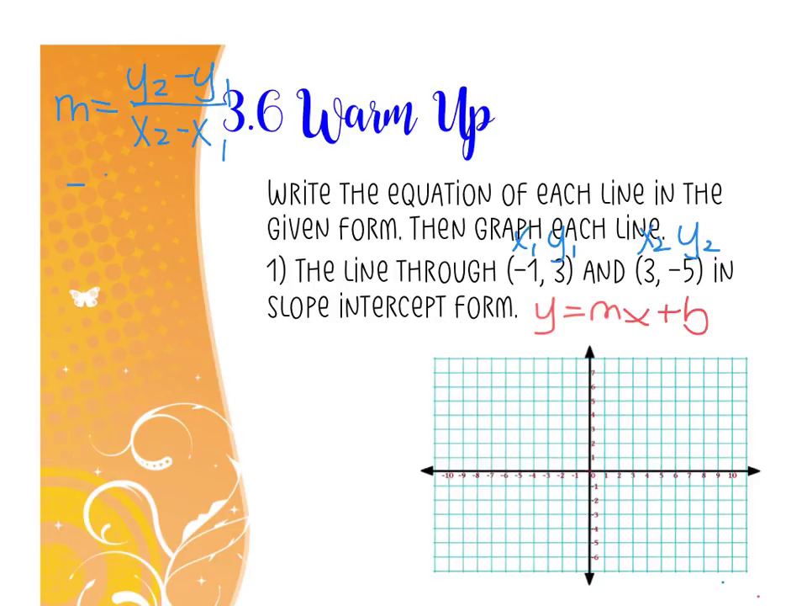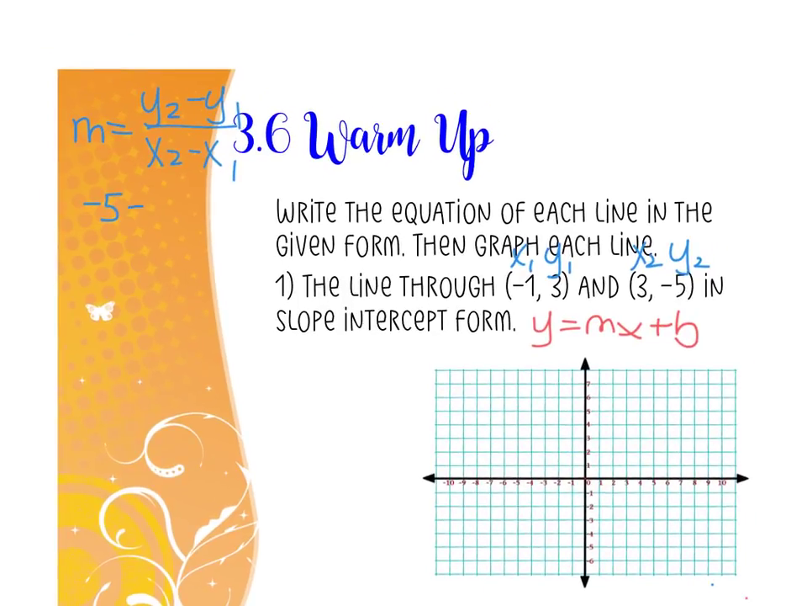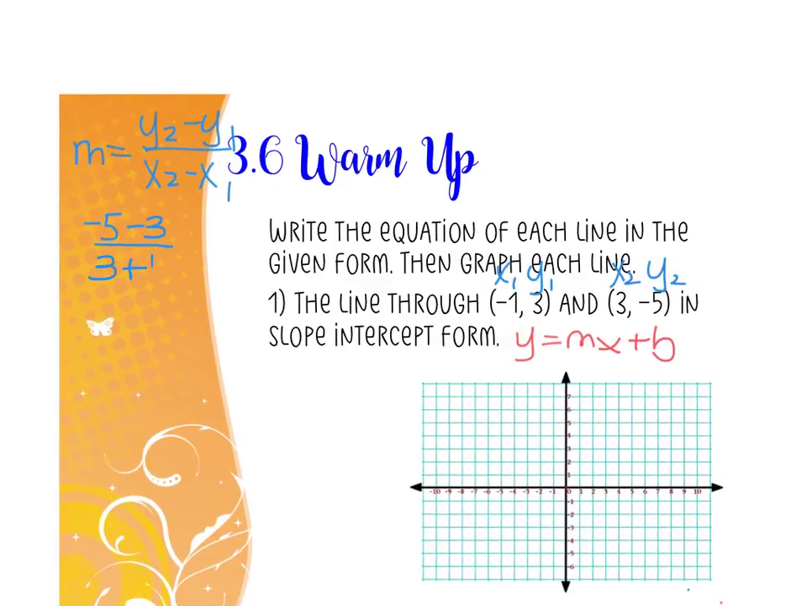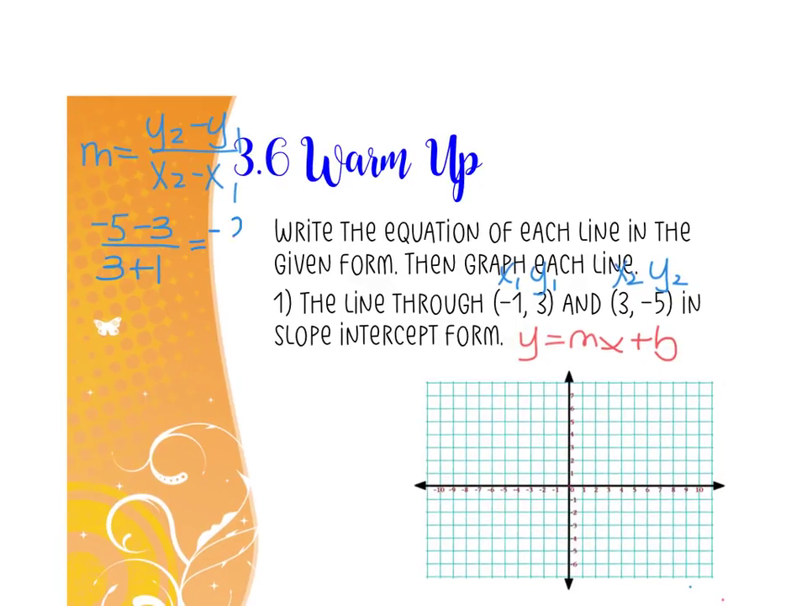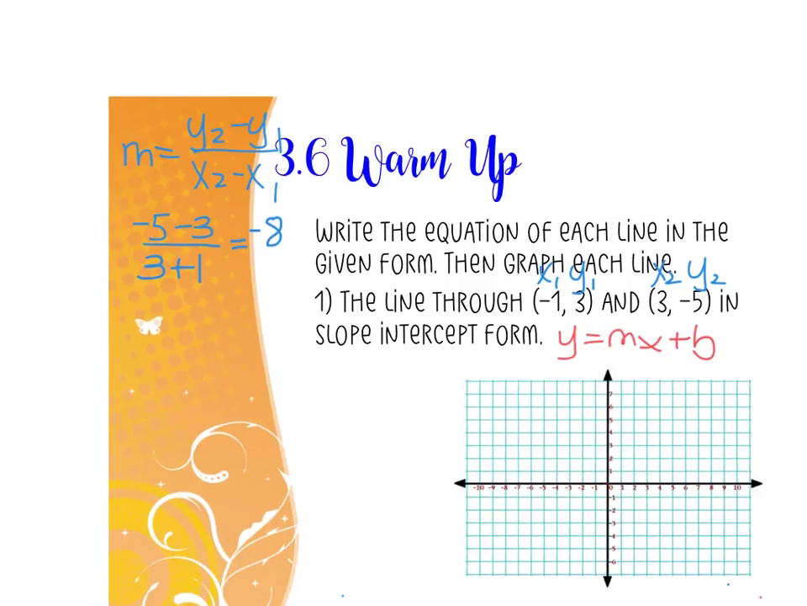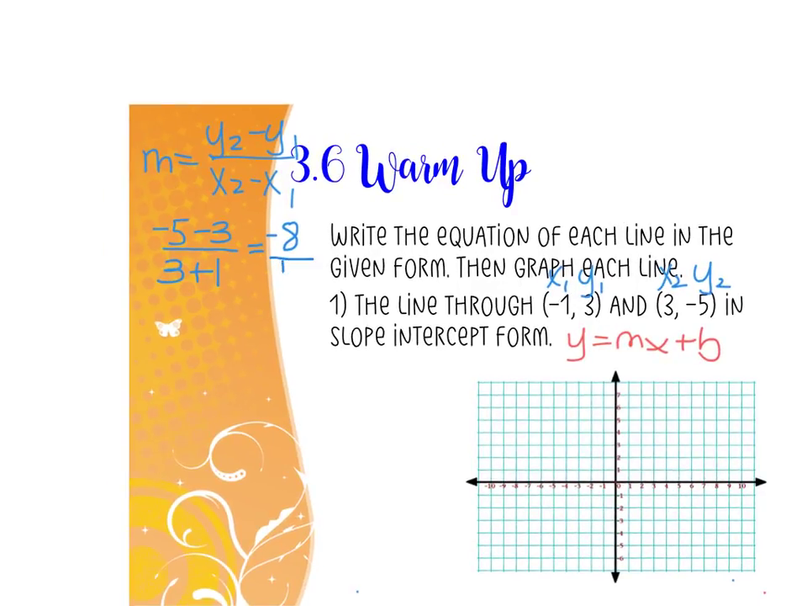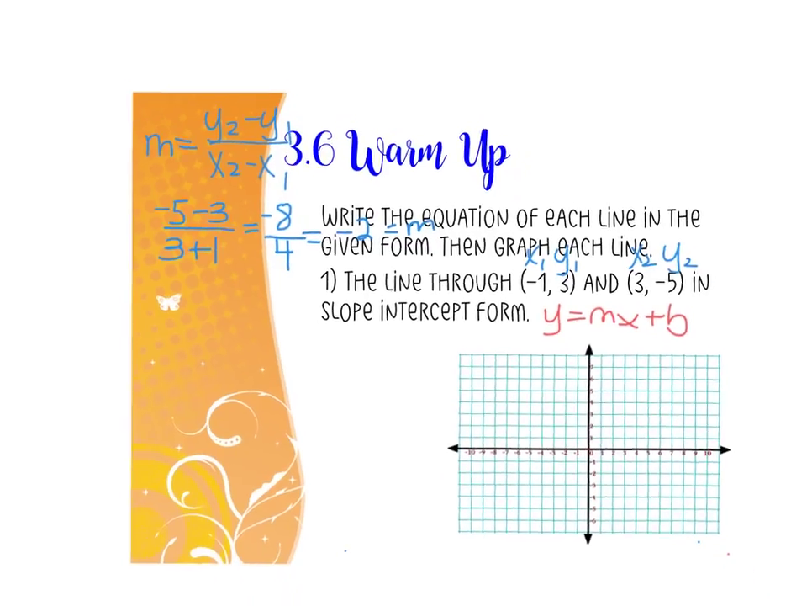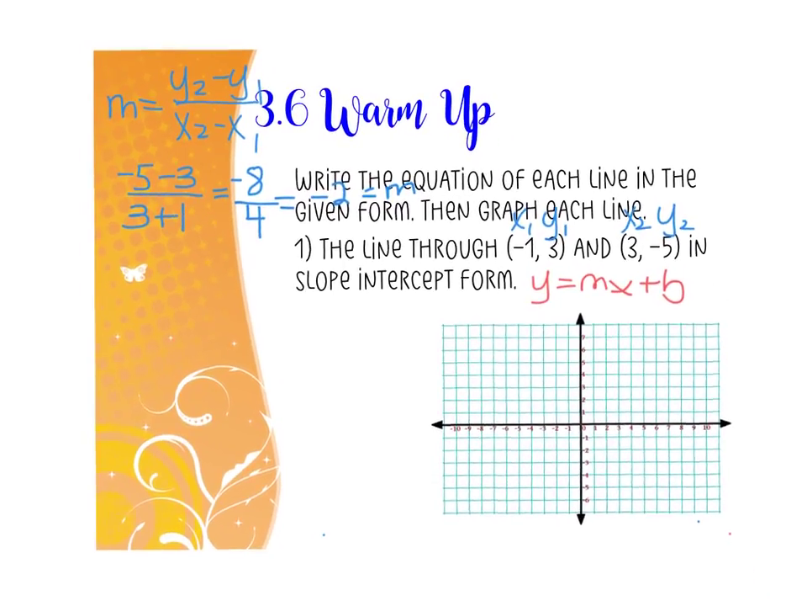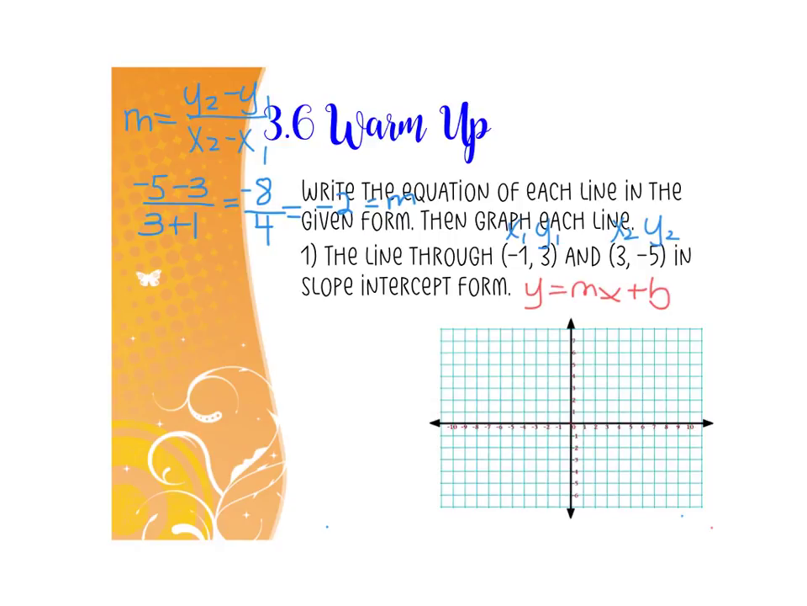So then negative 5 minus 3 over 3 minus a negative 1 becomes plus 1. Negative 8 over 4, which is negative 2. That's your slope. And then remember, you have two choices. I can either take that slope and one of those points, plug it into slope-intercept to find the b, and then plug the m and the b back in.